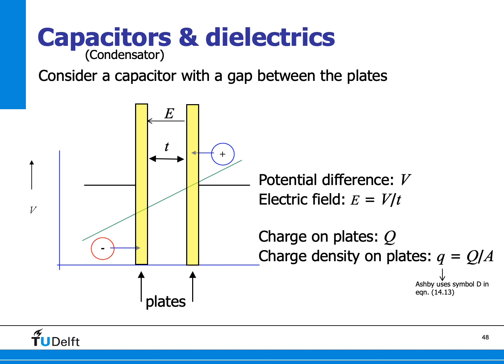The charge on the plates is Q, and we use a small letter q to indicate the charge density, which is Q divided by A, where A is of course the surface area of the plates.